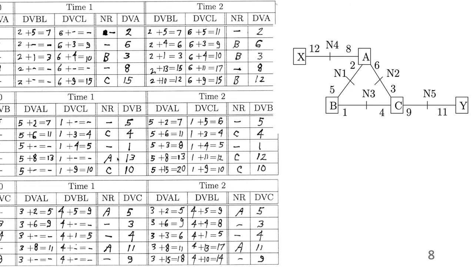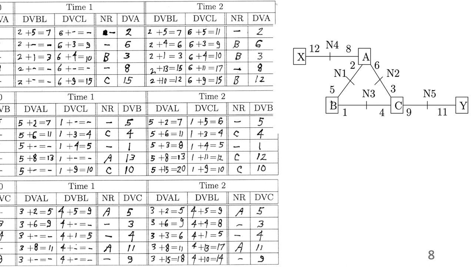So this is a good example where router B, initially to get to network N4, would send the packet to A and the cost is 13. But now router B has learned there's a better way to send the packet to network N4. It sends it through router C and the cost is 12. This is over here.